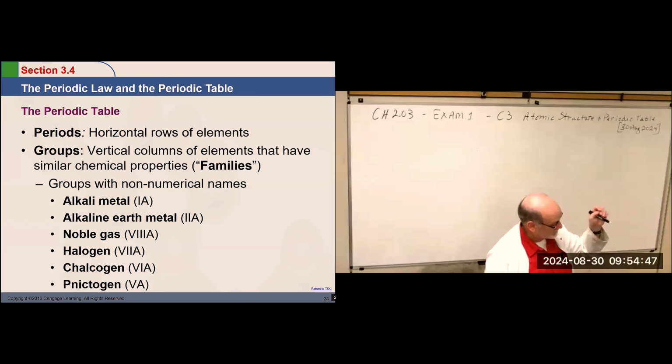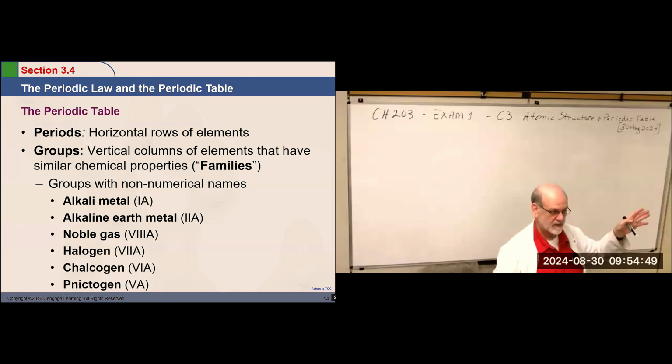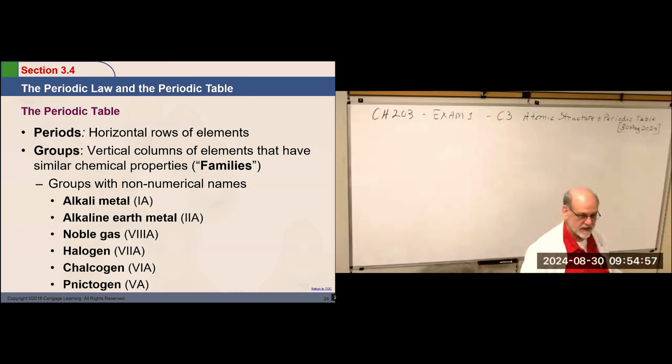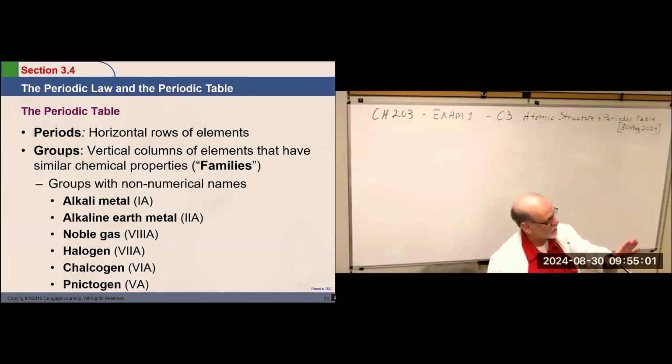But some of them have names. Like the first column on the left is alkali metals. The second column is alkaline earths. Then you move over to the far right side and you get the noble gases. Okay. To the left of them, the halogens.